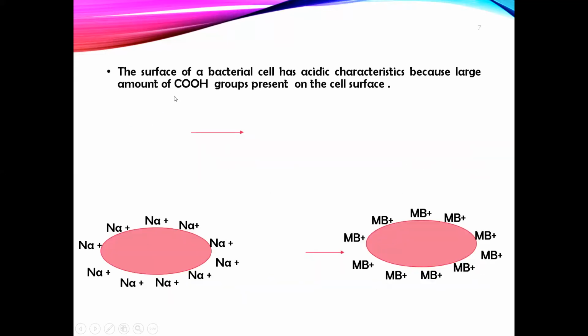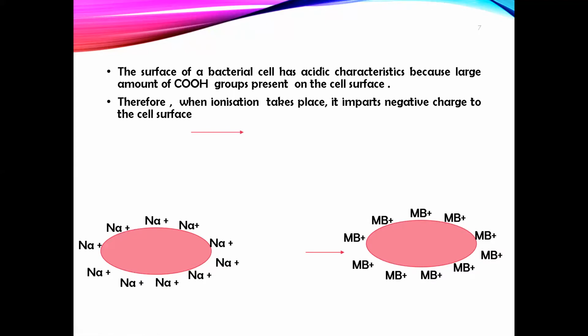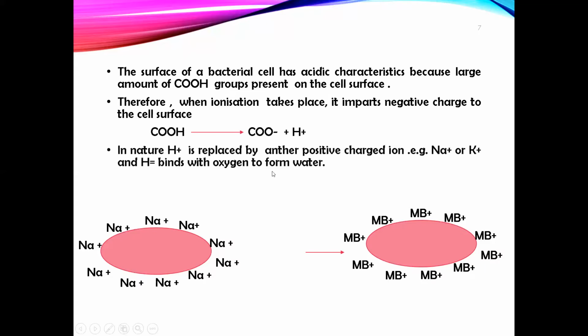As I have told you, the surface of the bacterial cell has acidic characteristics due to a large amount of COOH groups present on the cell surface. Now the COOH group is due to acids like teichoic acid or amino acids which are present on the cell surface. In nature, this COOH group gets ionized and forms COO minus and H plus. This H plus reacts with oxygen and forms water, or in nature gets replaced by another positively charged ion like Na plus.